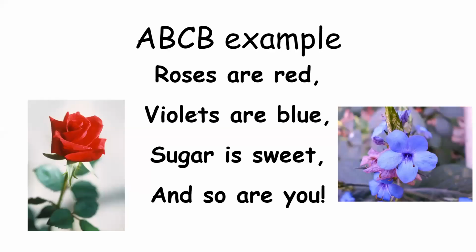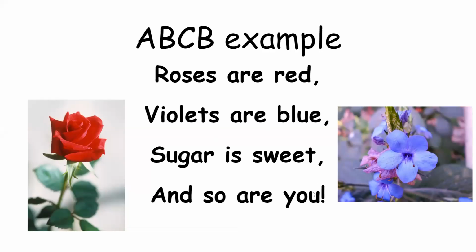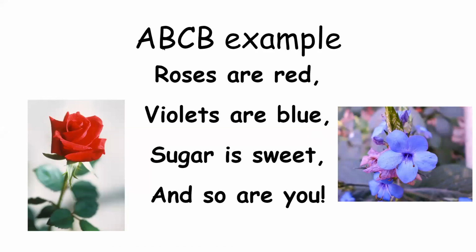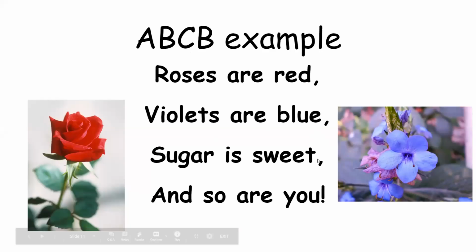Roses are red, violets are blue, sugar is sweet, and so are you. So the only 2 lines that rhyme would be the blue and you, which is lines 2 and 4. That is why the B has to be the same B and B. So A and C, A represents line 1, which would be red. Red does not rhyme with blue or sweet or you. And the letter C is represented by the 3rd line, which would be sweet. And sweet does not rhyme with red, blue, or you. So this is an example of an ABCB rhyming pattern.